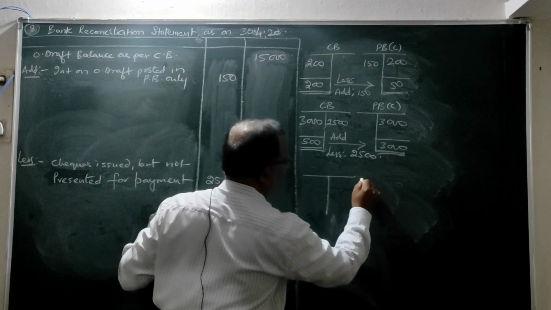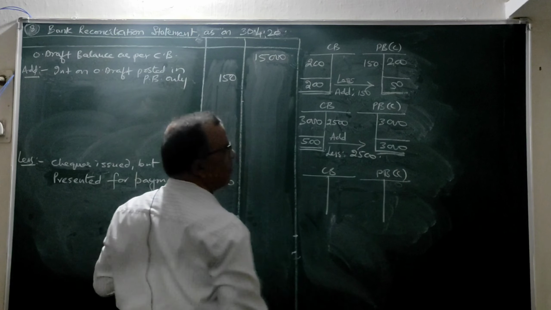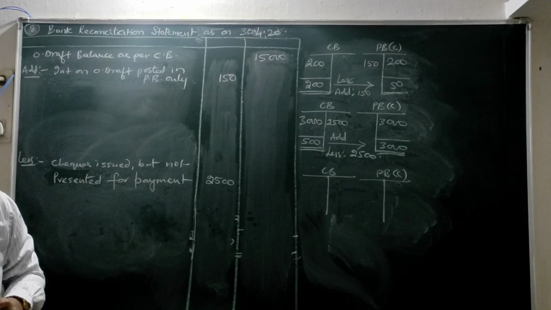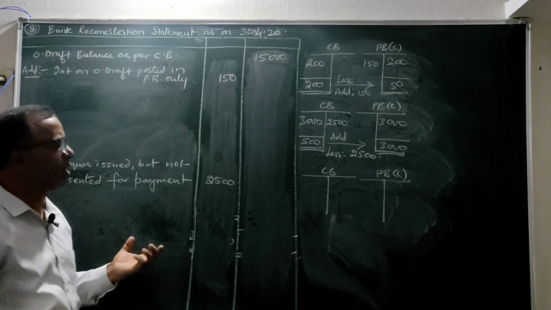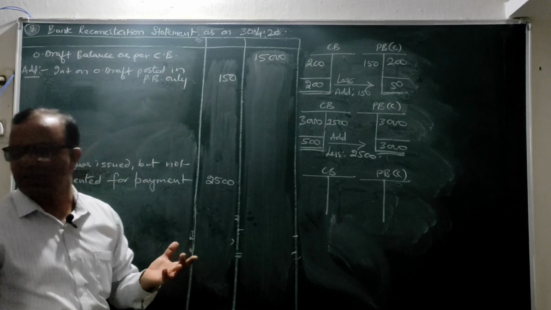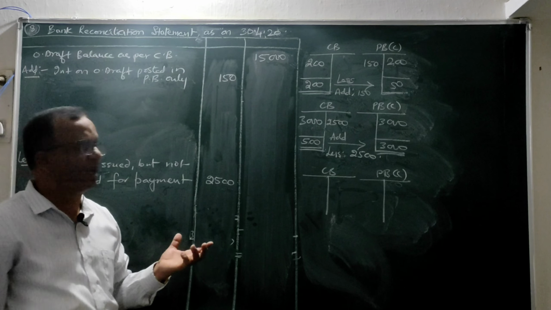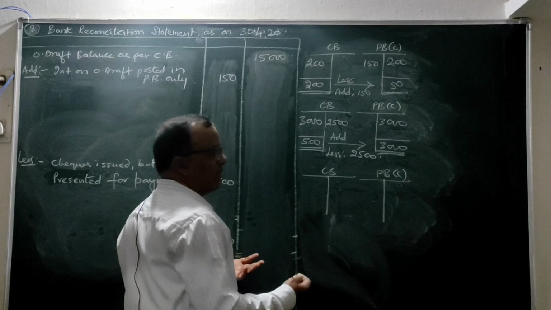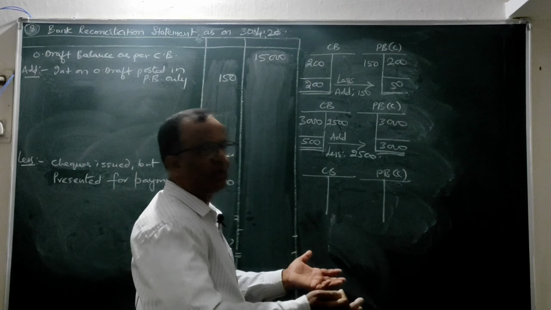Next transaction: if you see the working, how it will be. Interest on investments collected by the bank, 500. That means the banker has collected interest on investments. Investments are our assets. On that interest, the banker has collected on our behalf.